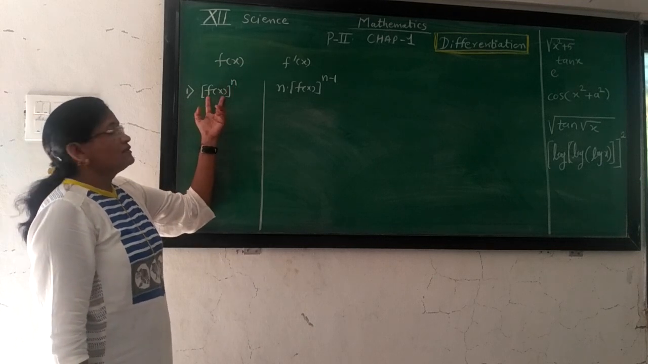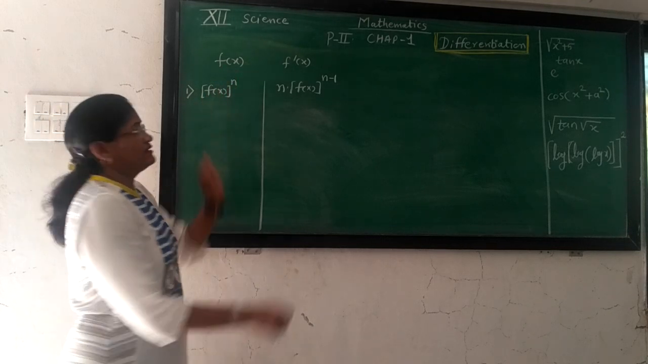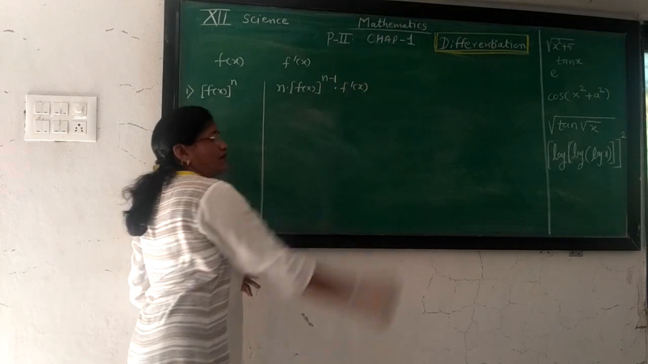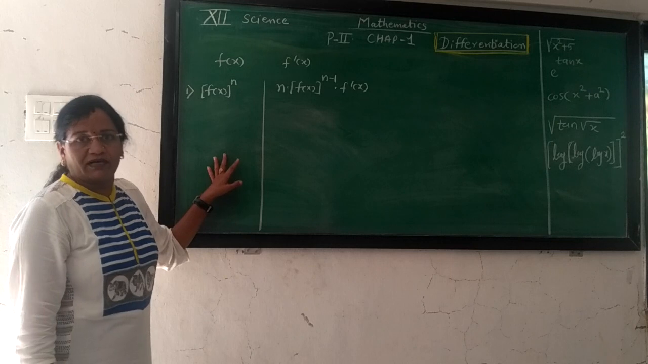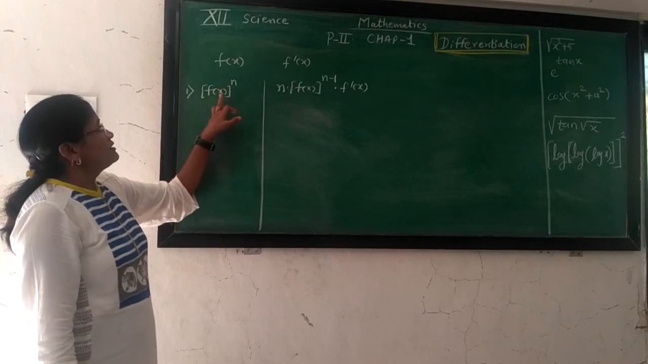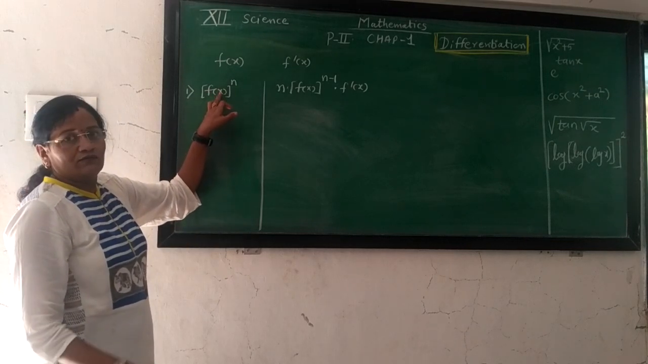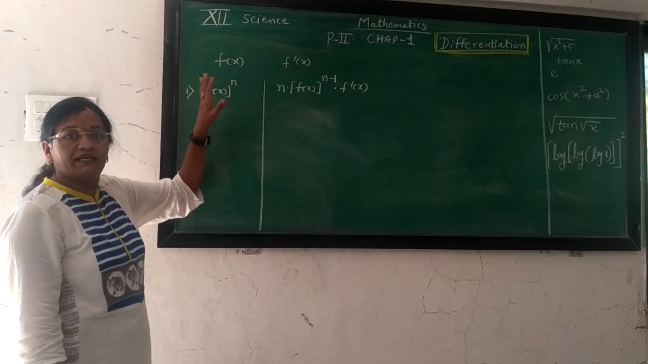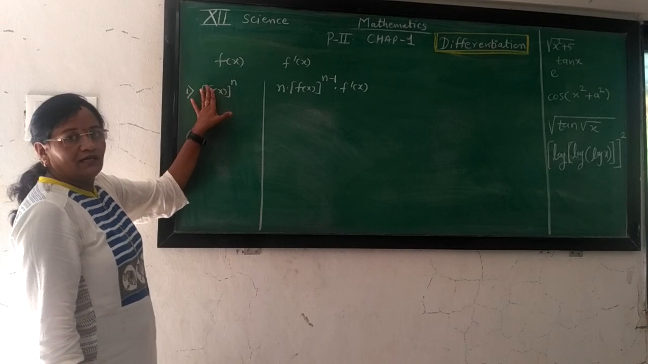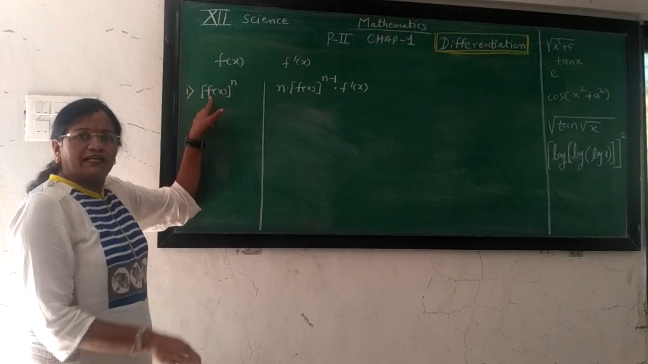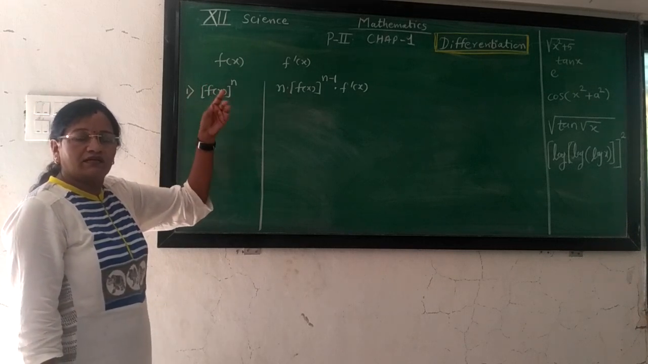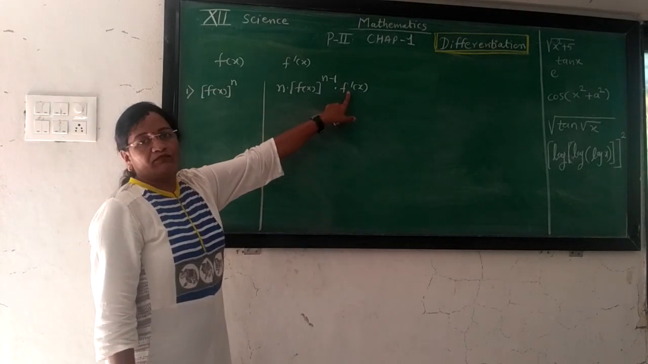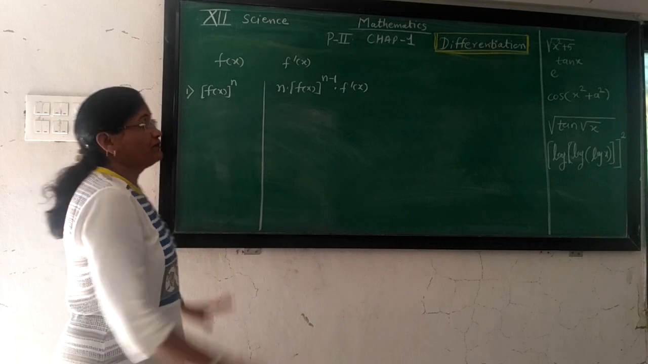But the inner function is f(x), so we multiply by its derivative f'(x), using the chain rule or the derivative of a composite function. Because here the function is not just x. In the previous result we saw the derivative of an algebraic function, where the function is only x raised to n. But here f is any type of function: sine, cos, tan, logarithmic, exponential. So every time we multiply by its derivative separately.